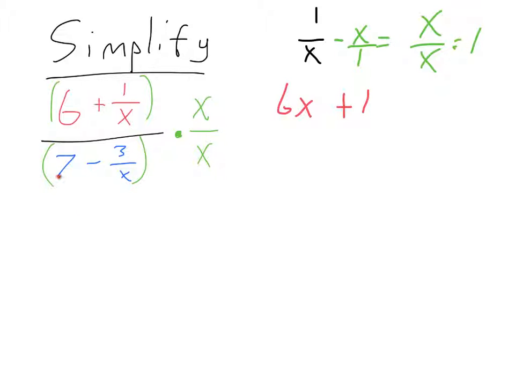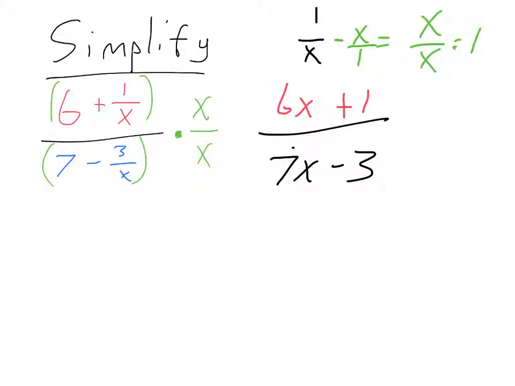Okay, same thing down bottom. 7 times x gives us 7x. x times negative 3 over x. It's the same type of stuff up here. You could write it out if you want, but x times negative 3 over x is going to give you negative 3 because we cut the legs out of the bottom of that fraction.